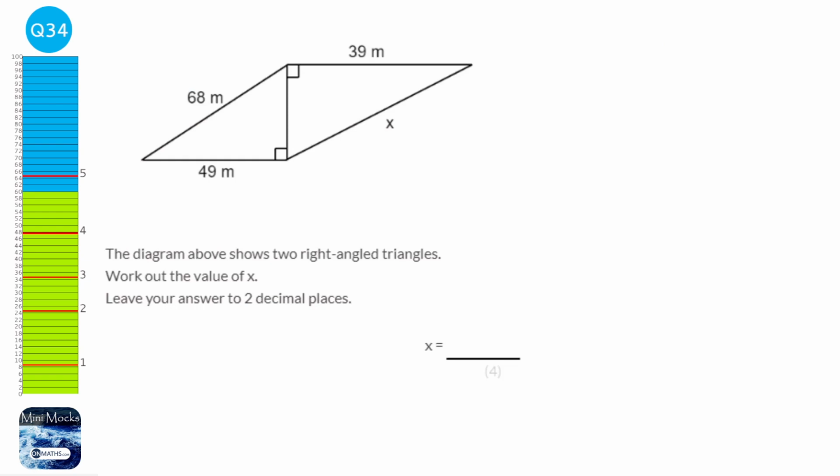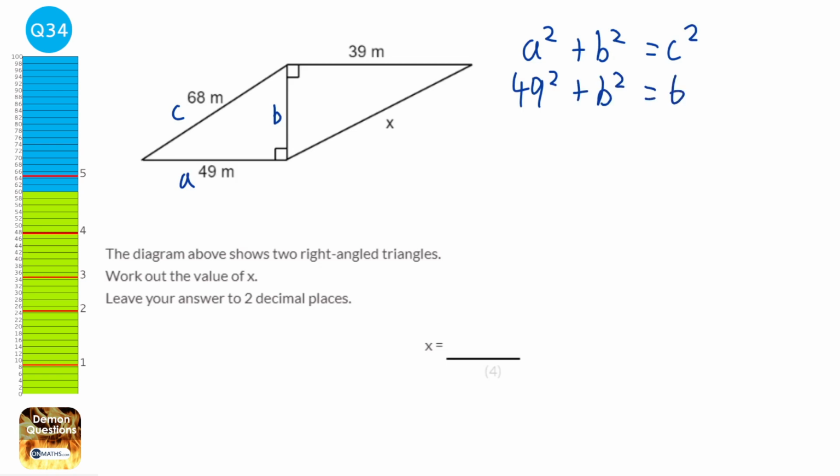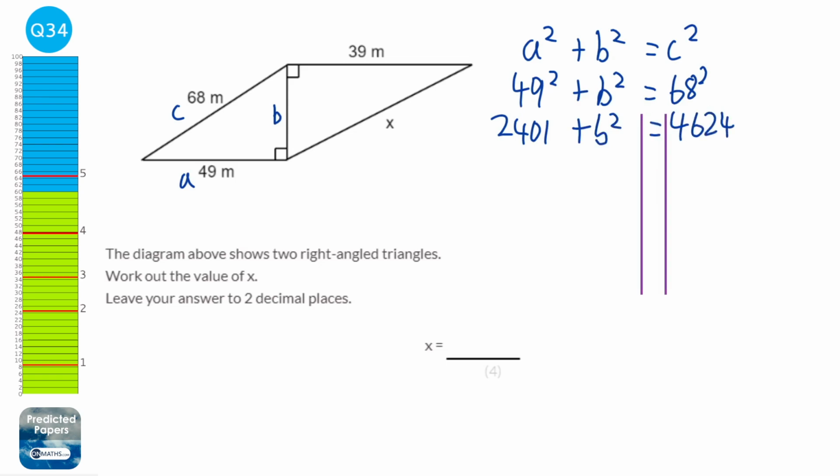25.73. We can't work out what x is straight away, but we can find this value here. And we know with Pythagoras we can find a third length if we've got the other two in a right angle triangle. So a squared plus b squared equals c squared. And a and b were labelled. C is always opposite the right angle, so it'd be 49 squared plus b squared equals 68 squared. And 49 squared is 2,401. And 68 squared is 4,624.